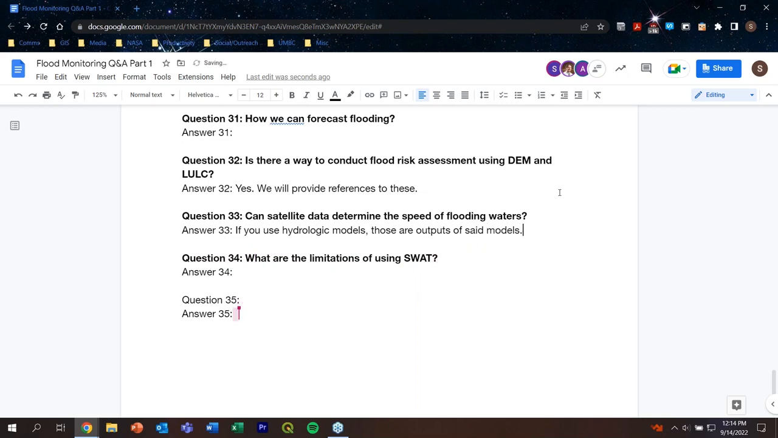Okay. Next question is, what are the limitations of using SWOT? That is not a straightforward answer, so we will get back to you on that.